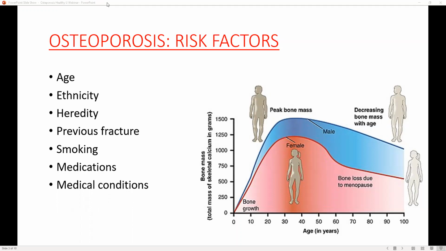vitamin D deficiency, gastric bypass surgery, which can lead to decreased absorption of calcium and vitamin D, hyperparathyroidism, which is overactivity of the parathyroid glands that regulate calcium balance, inflammatory bowel and chronic kidney disease, and certain autoimmune diseases such as rheumatoid arthritis and systemic lupus. Next slide.